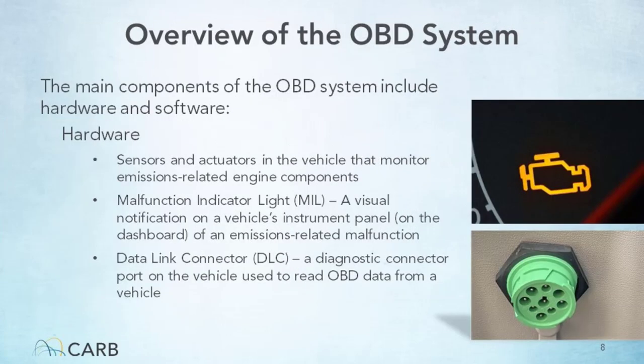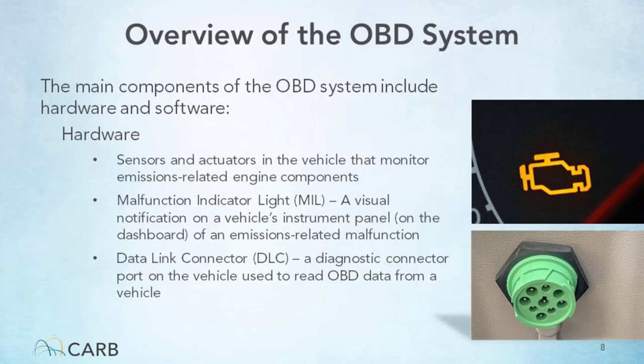Any OBD system includes two main component categories, hardware and software. Hardware refers to the physical components of the OBD system that include, but are not limited to, sensors and actuators that monitor emissions-related engine components, the malfunction indicator light or MIL, which is a visual notification on a vehicle's instrument panel that notifies the driver of an emissions-related malfunction, and the Data Link Connector or DLC, which is a diagnostic connector port on the vehicle used to read OBD data from a vehicle.